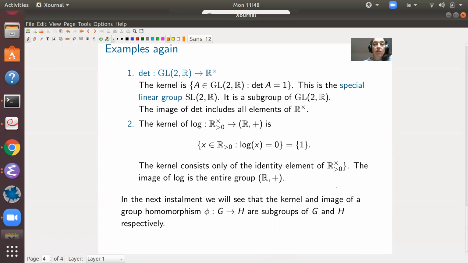So our first example was the determinant function from the general linear group of 2 by 2 invertible real matrices to the set of non-zero real numbers under multiplication. So here the kernel, by definition, is the set of all elements of the domain, GL2R, with the property that when we apply the determinant function to them, we get the identity element in the target group, which is 1. The number 1 is the identity for multiplication of real numbers. So the kernel here, by definition, is the set of all 2 by 2 real matrices of determinant 1.